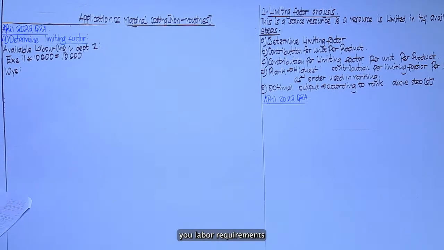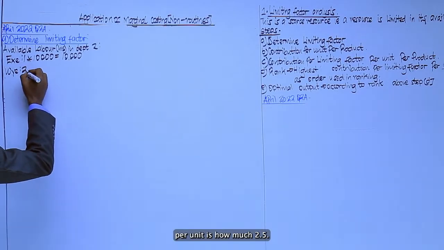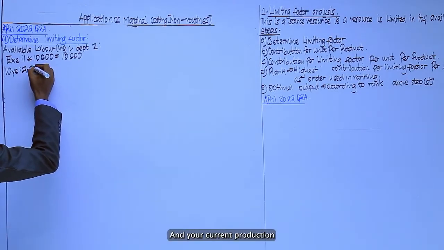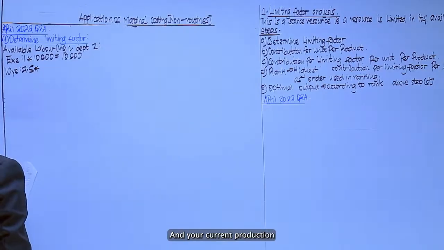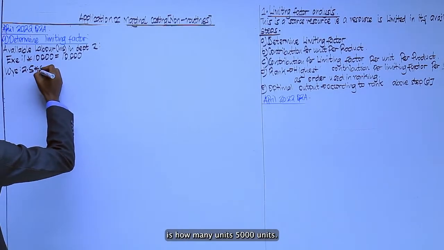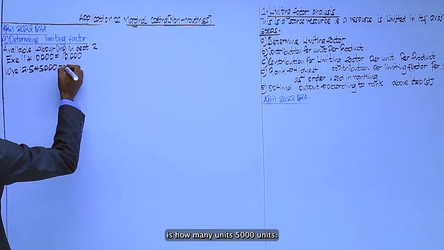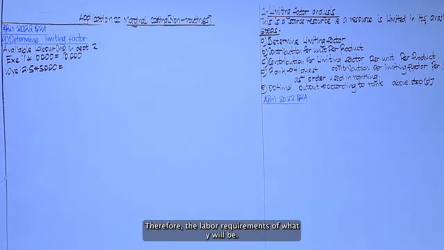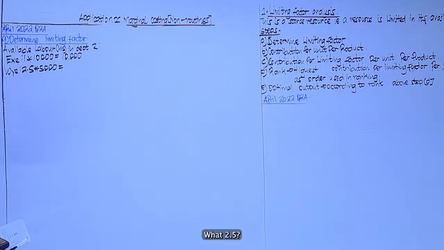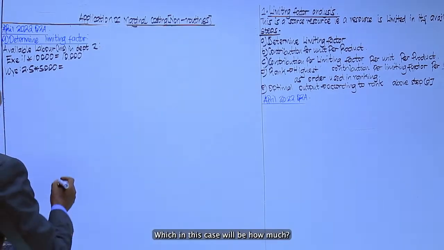Why? For Y, your labor requirements per unit is how much? 2.5, and your current production is how many units? 5,000 units. Therefore, the labor requirements of Y will be what? 2.5 by 5,000, which in this case will be how much?